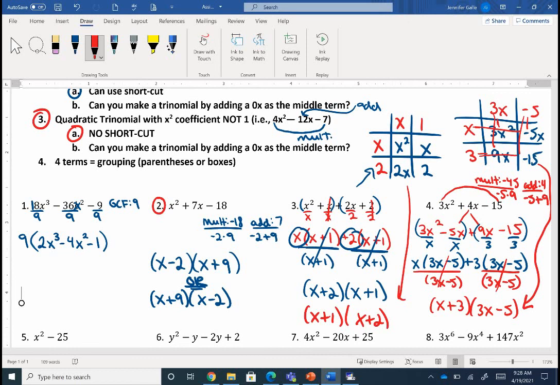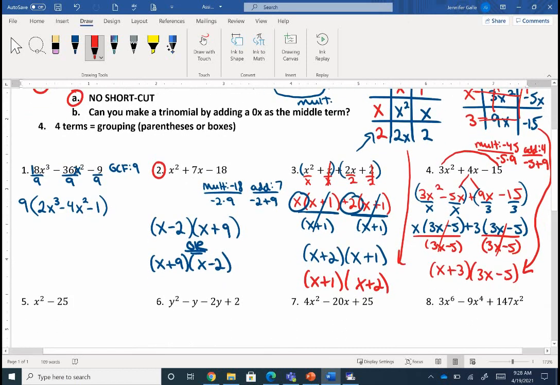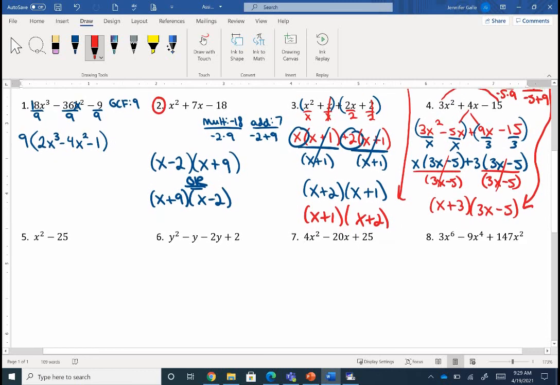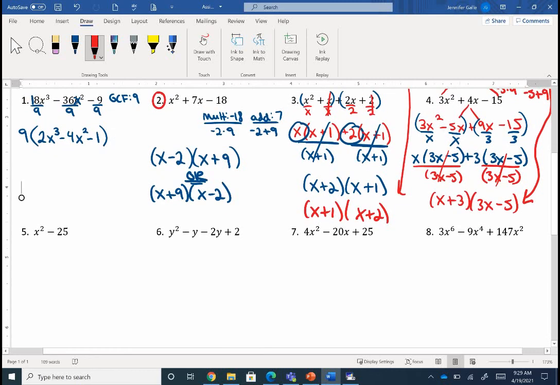The last thing I want to look at, and we're not going to do the whole question together, is number 5. Number 5, again, we always try greatest common factor first. I have an x squared and a 25. There's no common number, there's no common variable. So now I move on to option 2, and it says a quadratic trinomial. Well, I've got the quadratic part, highest exponent 2, but I don't have the trinomial piece.